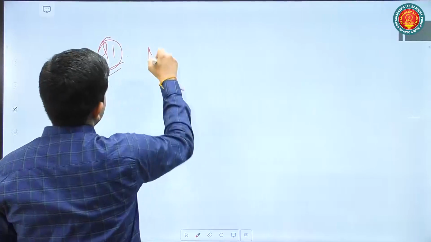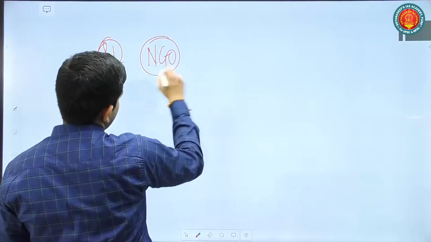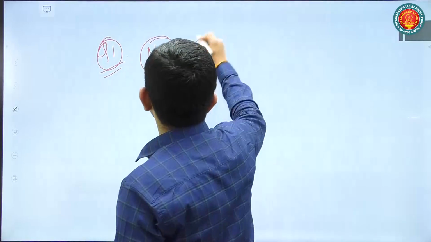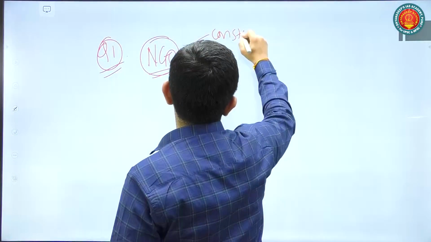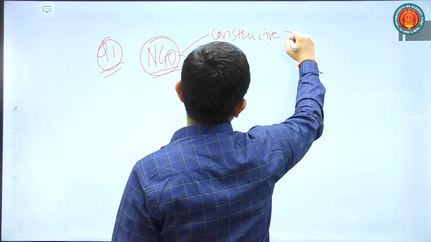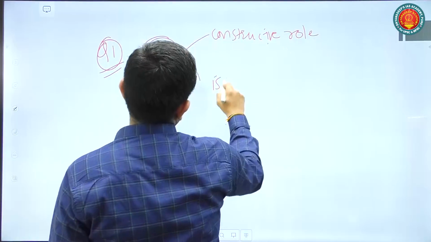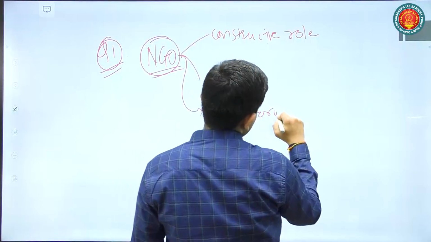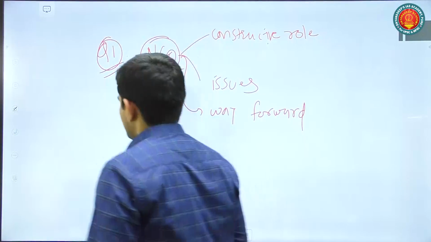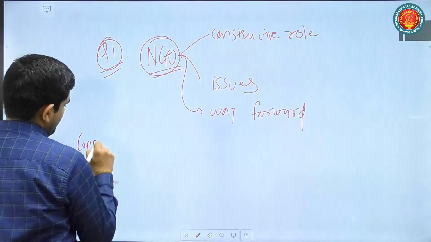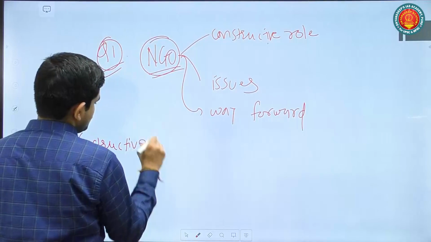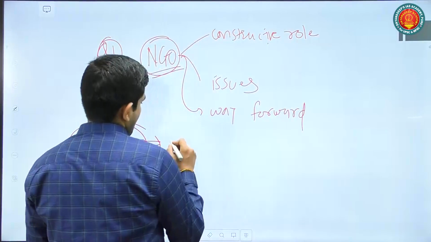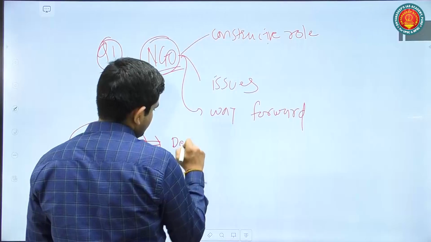The question specifically asks about the role of NGOs in Indian democracy. So here you need to mention how NGOs are playing constructive roles, any issues, and the way forward in the conclusion. Now let us start with the constructive part. In the constructive part, you can suggest how NGOs are acting as mechanisms of development.